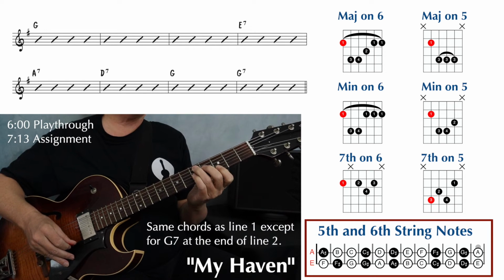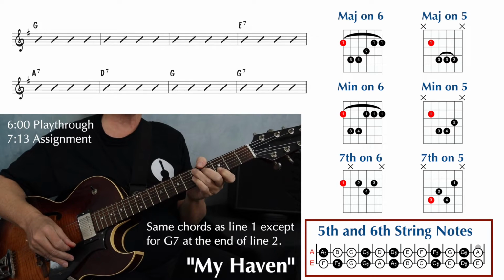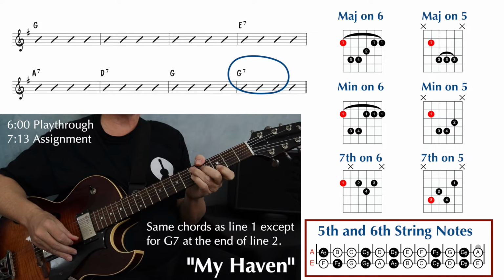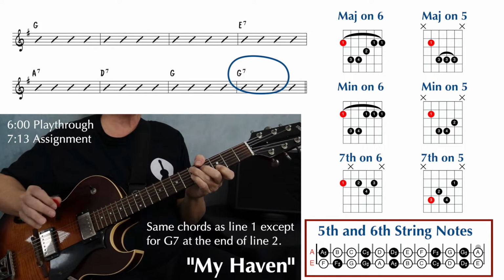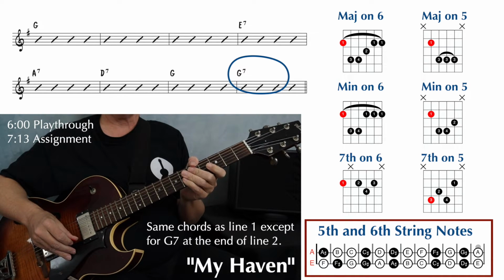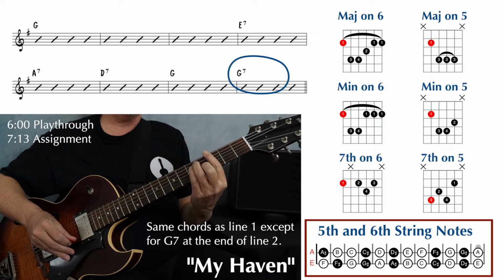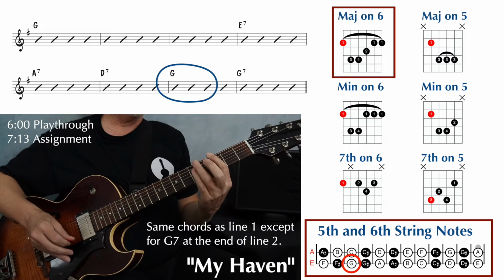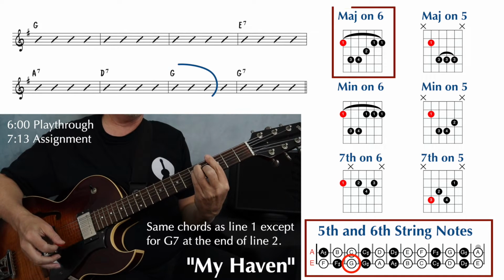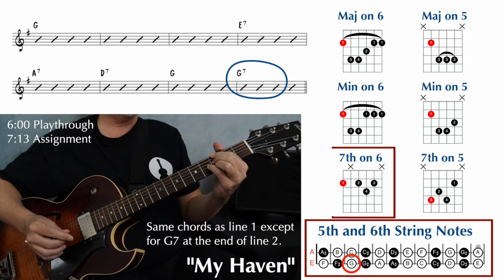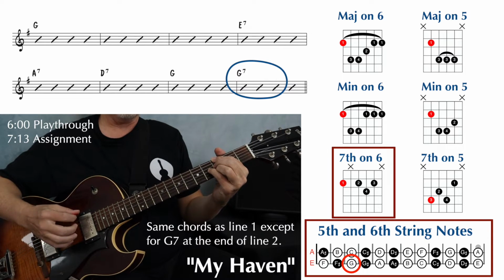Now lines 3 and 4 are nearly identical to lines 1 and 2. The only difference is line 4 ends with a G7 where line 2 ends with a D7. So the only chord we need to figure out really is that G7 at the end of line 4. Now the G we're just playing right here at the 3rd fret 6th string. So it makes sense to play the G7 in the same spot, but this time using our dominant 7 shape with the root on the 6th string.